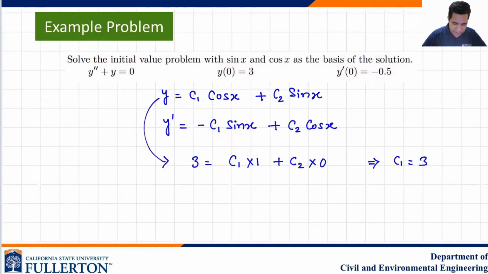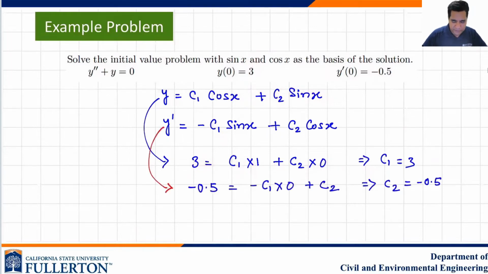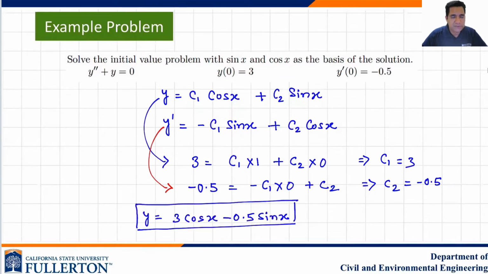If I substitute x equals 0 and y equals 3, what we get is C1 equals 3. For the second equation, the derivative equals minus 0.5 when x equals 0. If I substitute it, we get C2 equals minus 0.5 because we know cos 0 is going to be 1 and sin 0 is going to be equal to 0. Now, since we have the constants, the general solution for this differential equation is going to be 3 cos x minus 0.5 sin x.